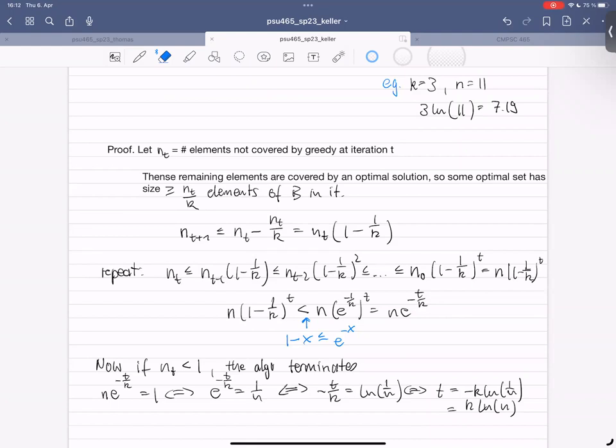Okay. Any questions about set cover and especially the approximation guarantee? Yeah.